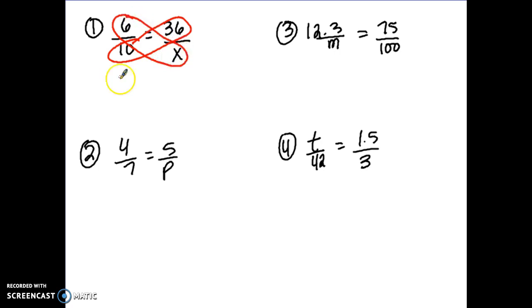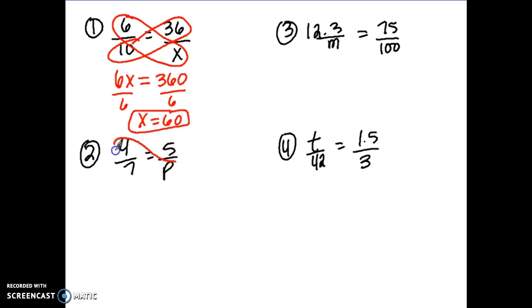So 6 times x is 6x. 36 times 10 is 360. When you cross multiply, you get a one-step equation. So now I can solve. I have 6 times x equals 360. The inverse operation of multiplying is dividing. When I divide by 6, x equals 60.